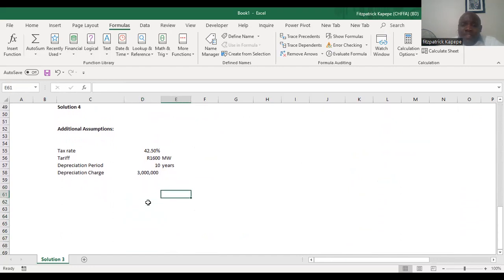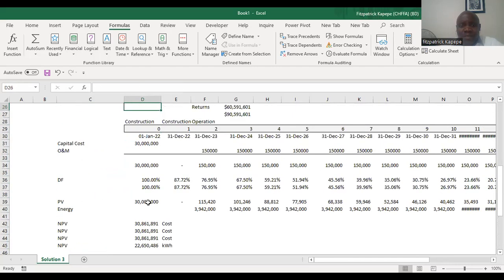So why do we need the depreciation charge in computing the cash flows? Because we know that depreciation is a non-cash item. There's only one reason why we want to have this depreciation, so that we are able to calculate the tax at this 42.5%. So I'll pick these numbers.